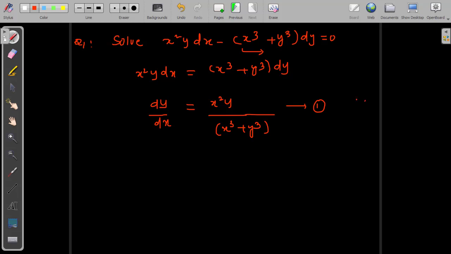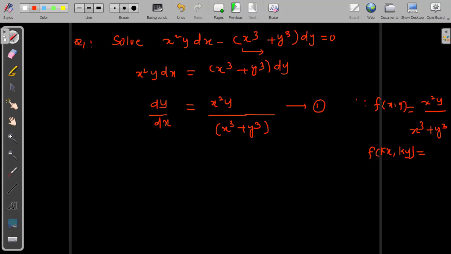Here this right side function, we can say f of x, y means this right side function. So f of x, y equal to x square times y over x cube plus y cube. Clearly it seems a homogeneous function of degree 0. It is optional to complete in examination point of view, but you need to check whether the given function is homogeneous or not. Afterwards only we can adopt the technique.